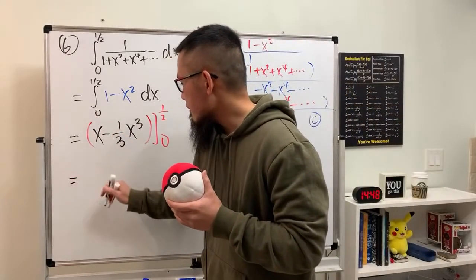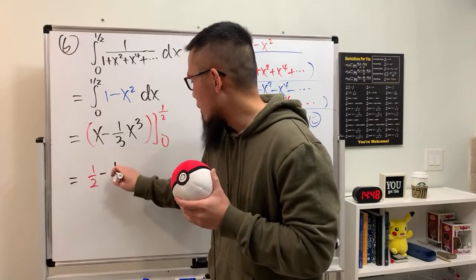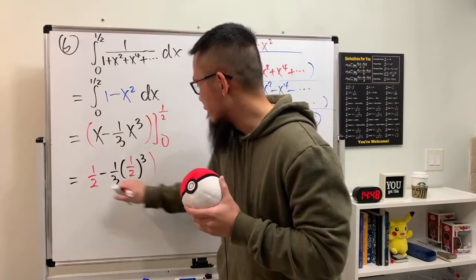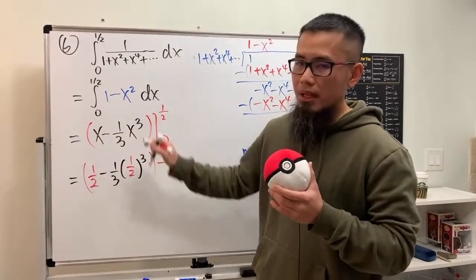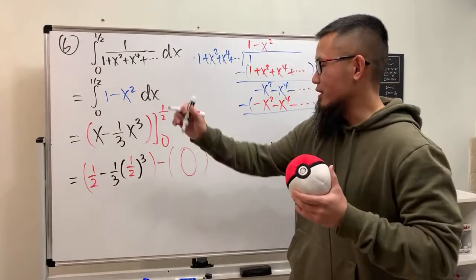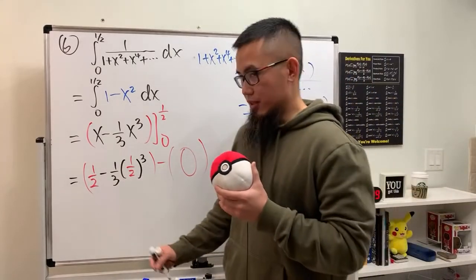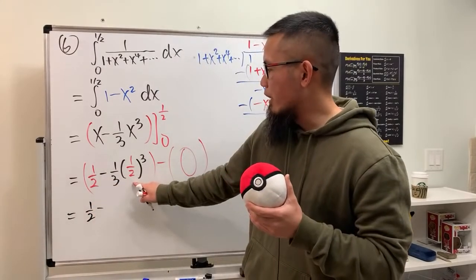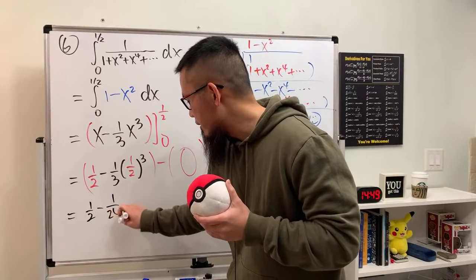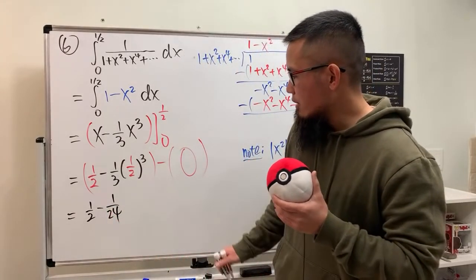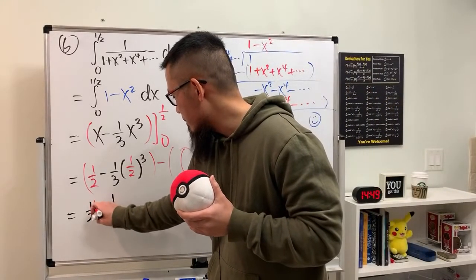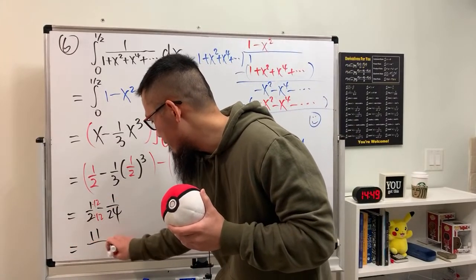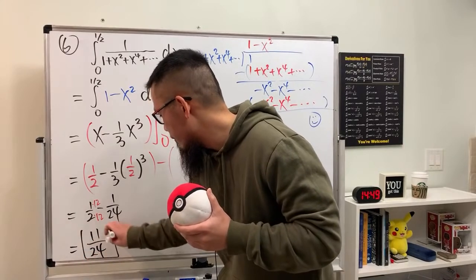So we get 1/2 minus 1/3 times 1/2 to the 3rd power. That's the first, and then minus plugging 0, we just get 0. The challenging part is if I can add fractions. 1/2 minus, this is 1/8, times that is 1/24, and then multiply by 12, multiply by 12. So we should get 11/24. So ladies and gentlemen, final answer, 11/24.